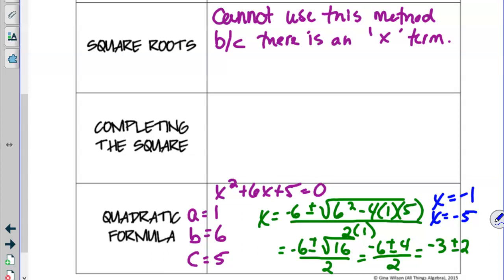After seeing all of them, which method did you prefer, of the 3 that we were able to do? I agree. I like the quadratic. Yeah, I like the quadratic. It always works.